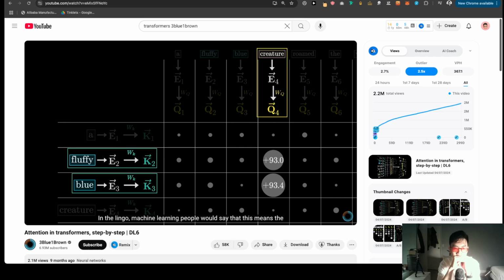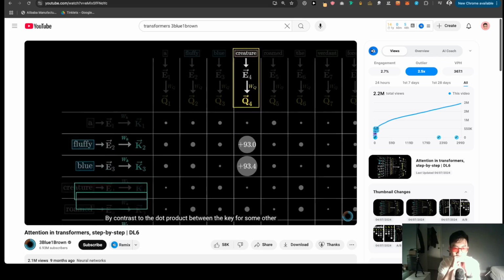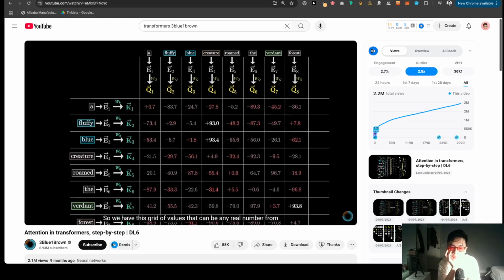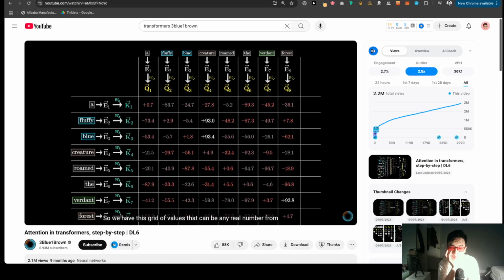In the lingo, machine learning people would say that this means the embeddings of fluffy and blue attend to the embedding of creature. By contrast, the dot product between the key for some other word, like the, and the query for creature would be some small or negative value that reflects that these are unrelated to each other. So we have this grid of values that can be any real number from negative infinity to infinity, giving us a score for how relevant each word is to updating the meaning of every other word.